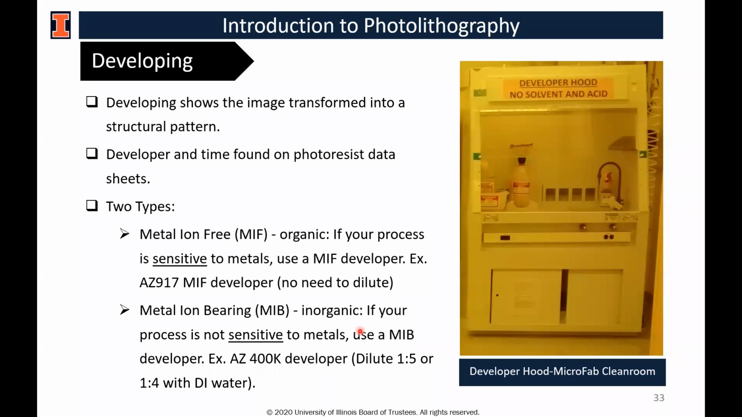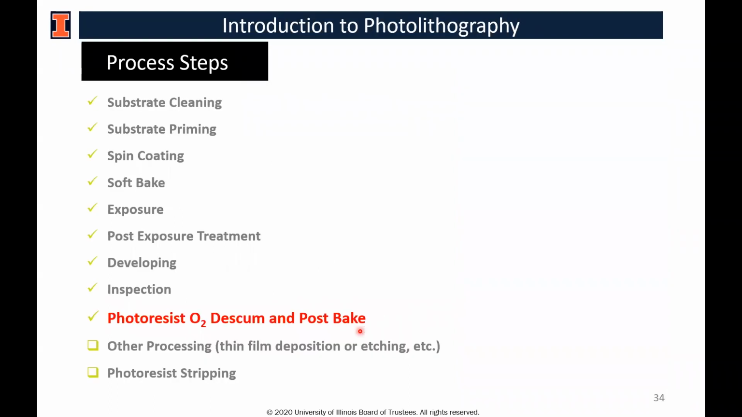Now, MIB, metal ion bearing developer, is for inorganics. If your process is not sensitive to metals, we use an MIB developer. We use AZ400K developer, and we recommend that we either dilute it 1:4 or 1:5 with DI water. Process steps. I will turn this back over to Tao. Thank you, Tao.